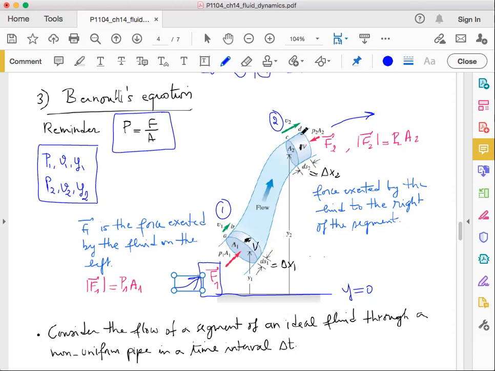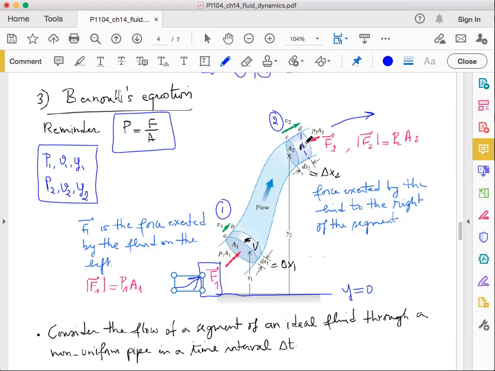Now let's continue and have a look at what happens at this face, the upper face of this tube. Since the water is flowing and just moving steadily, the water behind it is pushing on this part.